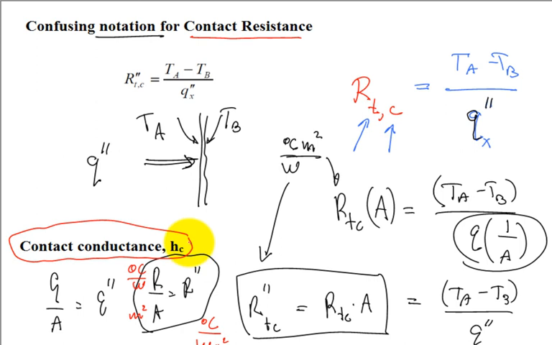That I'm introducing you, if you were in a different book, you would maybe see contact conductance in terms of H. It's just like a convection coefficient, H. But they put a subscript C for contact, and they call it contact conductance H_c. Okay, but this is not in this book. This is in the book.